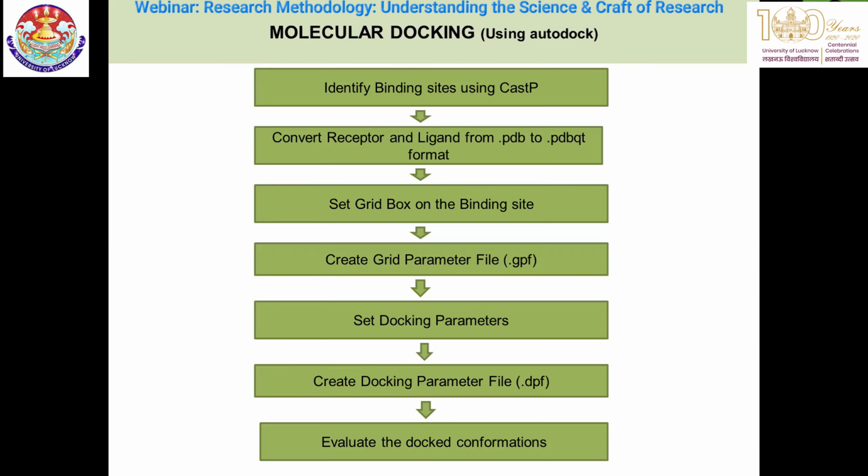And then after this, we need to create the grid parameter file. The grid parameter file gives the X, Y, and Z coordinates of the grid box. Then the next step is to set docking parameters, which says how many docking files you need. The more, the better. The more docking conformations there are, the more accurate your result will be, because you have a number of data to compare each one with the other. And then we create the docking parameter file, .dpf, and then ultimately AutoDock creates a number of conformations.